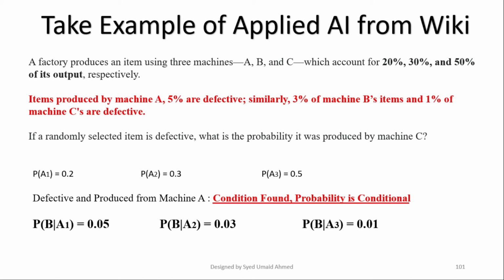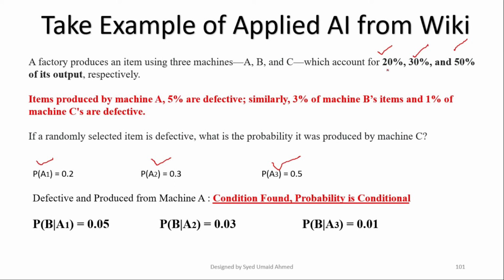A factory produces 3 machines A, B and C, and the machine A produces 20% of the whole equipment of the factory. Machine B produces 30%, machine C produces 50%. We have written these machines A, B, C as A1, A2 and A3, three machines.